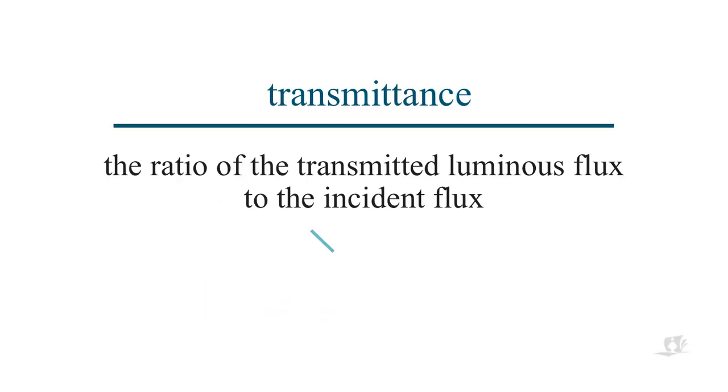Come to is the term transmittance. Transmittance is the ratio of the transmitted luminous flux to the incident flux. So materials transmit visible light differently. We know this intuitively, but we don't always define them the same way.